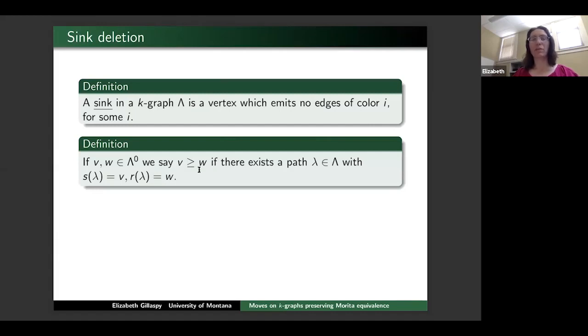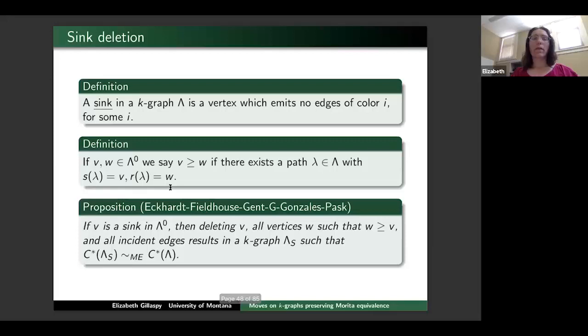or w, I think of it as w is downstream from v, if there's a path with source v and range w. And so the theorem for sink deletion is that if you have a sink and you delete that vertex v and all of the vertices that are downstream from v, and then all of the edges that sort of come along with this, then you end up with a new k-graph. That's part one of the theorem. And moreover, the new k-graph has a C-star algebra, which is Morita equivalent to the C-star algebra you started with.